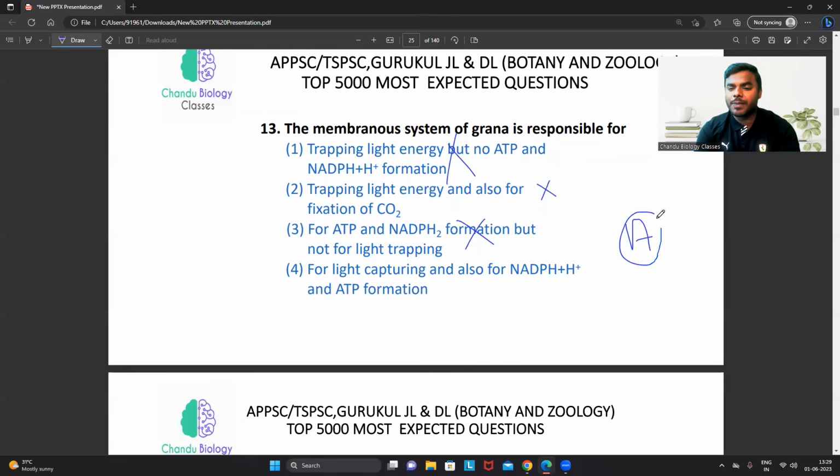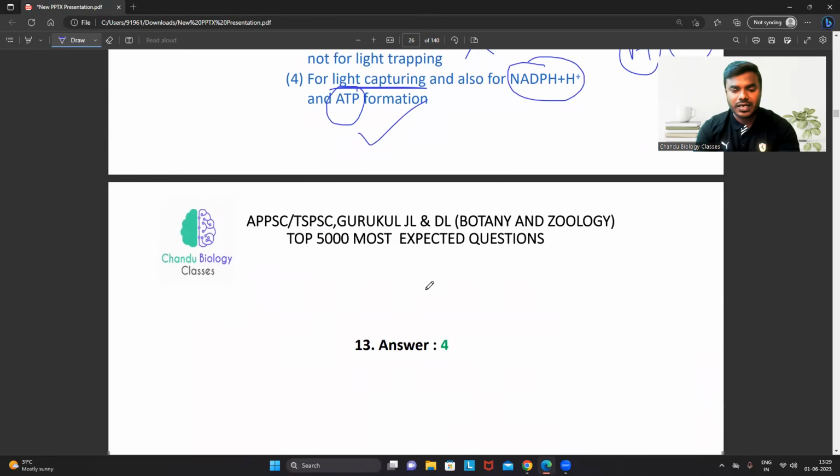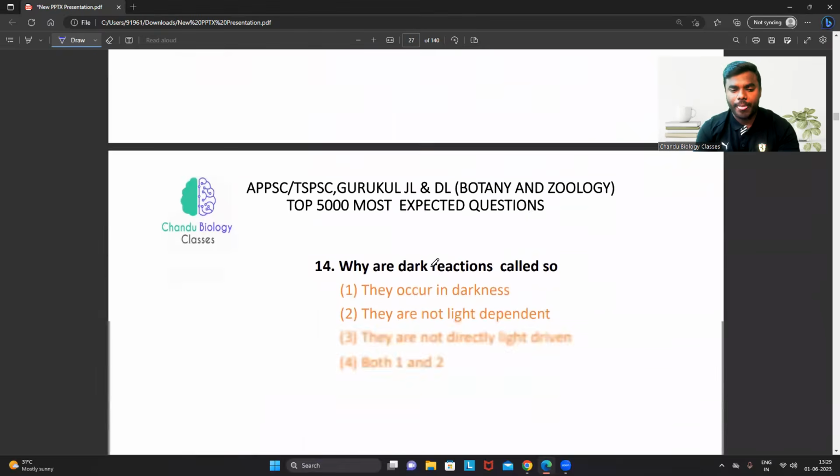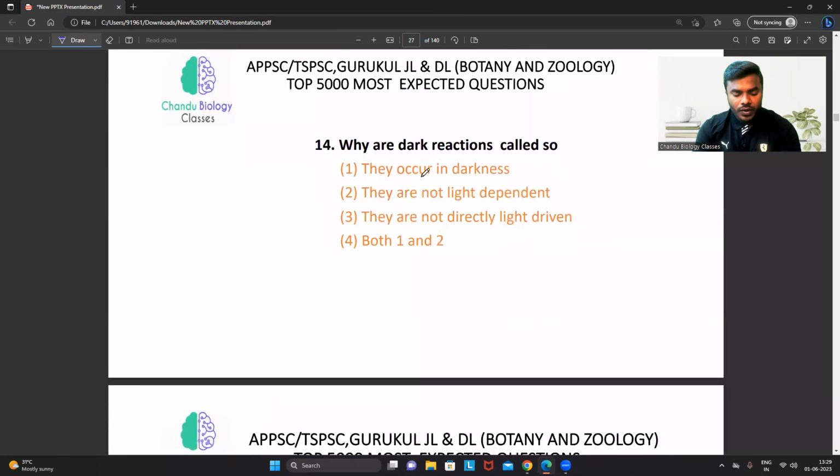See, friends, the membranous system, what they contain, you tell me. They contain antenna pigments. They contain the reaction center. What is their function? They capture the light. Yes or no? They capture the light. And what will they do? They are also involved in the production of NADPH. They are also involved in the production of ATP. Never, ever get confused and never, ever forget. So what will be the correct answer? The correct answer will be 4. Very important, friends.